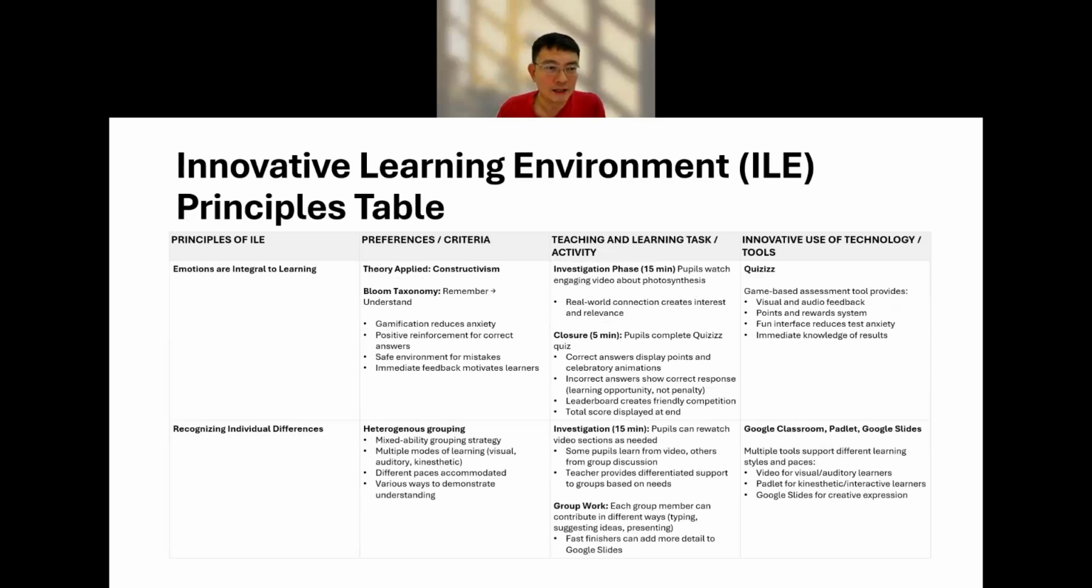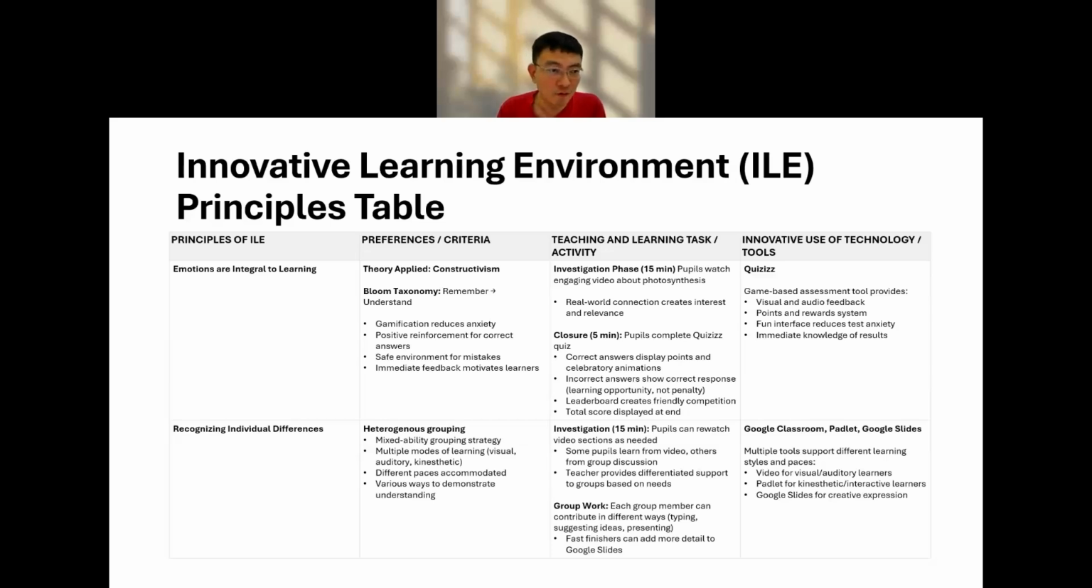The third principle is that emotions are integral to learning. Also based on Bloom's taxonomy, we go from remember all the way to understanding. Here we look at gamification by using quizzes. Quizzes help the students to have more fun, earn reward points when they answer correctly, and they won't get any punishment even if they answer wrongly.